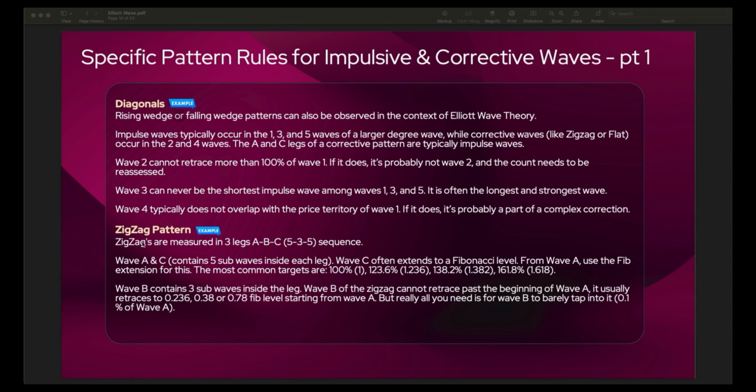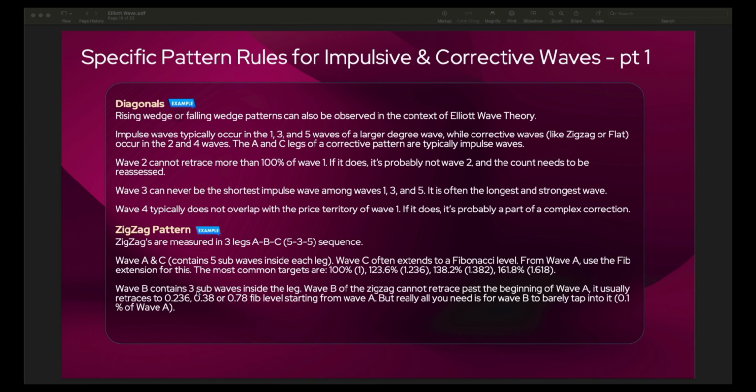So now you have the zigzag pattern. Zigzags are measured in 3 legs, A, B, C, in a 5, 3, 5 sequence. Wave A and C contain 5 subwaves inside each leg. Wave C often extends to a Fibonacci level from wave A. Use the fib extension for this. The most common targets are the 100% or 123.6%, in other words the 1.236 in your fib level, 138.2%, the 1.382 fib level, and 161.8%, your 1.618 level.